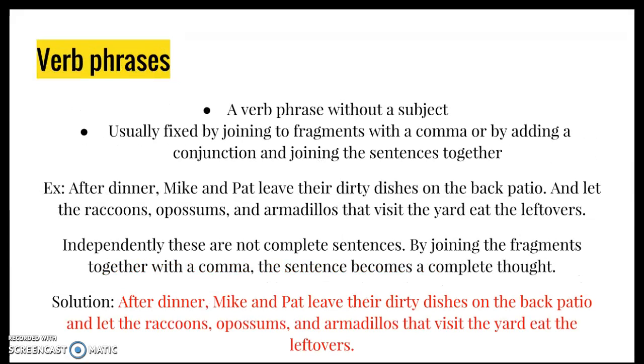Verb phrases are phrases without a subject. They are usually fixed by joining 2 fragments with a comma or by adding a conjunction and joining the sentences together. Our example is, "after dinner, Mike and Pat leave their dirty dishes on the back patio. And let the raccoons, possums, and armadillos that visit the yard eat the leftovers." Independently, these are not complete sentences, but by joining the fragments together, the sentence can become a complete thought. So our solution would be, "after dinner, Mike and Pat leave their dirty dishes on the back patio and let the raccoons, possums, and armadillos that visit the yard eat the leftovers."